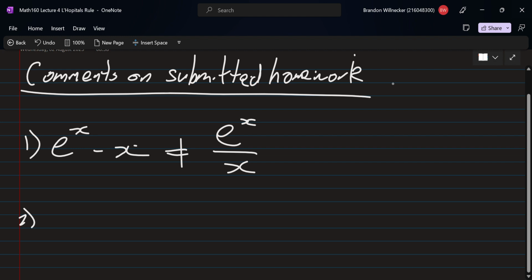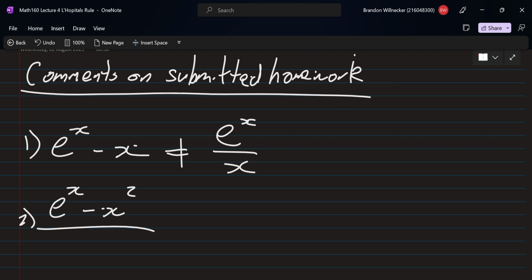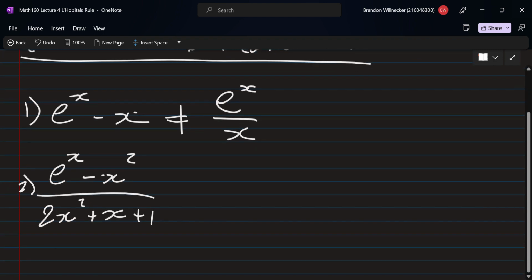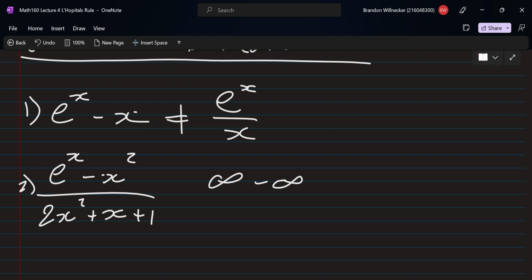The second thing is if we have something like this, e to the x minus x squared over 2x squared plus x plus 1, something like the homework problem. I'm seeing students write this top part as infinity minus infinity. That's not right. Remember what I said? When we're looking at fractions like this of type 0 over 0 or infinity over infinity, you look at the top part as a whole, you look at the bottom part as a whole. This top part is not infinity minus infinity.